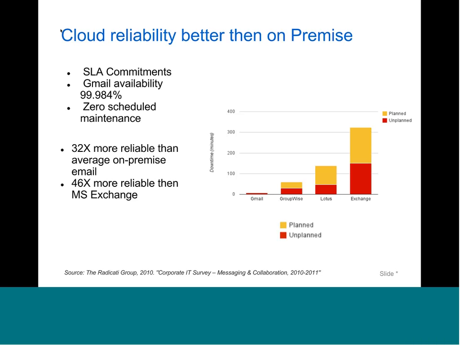When you take our uptime numbers for 2010 and compare that to average uptime numbers for traditional on-premise email servers, you'll see that Google Apps is 32 times more reliable than your average on-premise email server and 46 times more reliable than Microsoft Exchange. So there's tremendous reliability benefits that you get from moving to Google Apps and using Gmail as your main email platform.